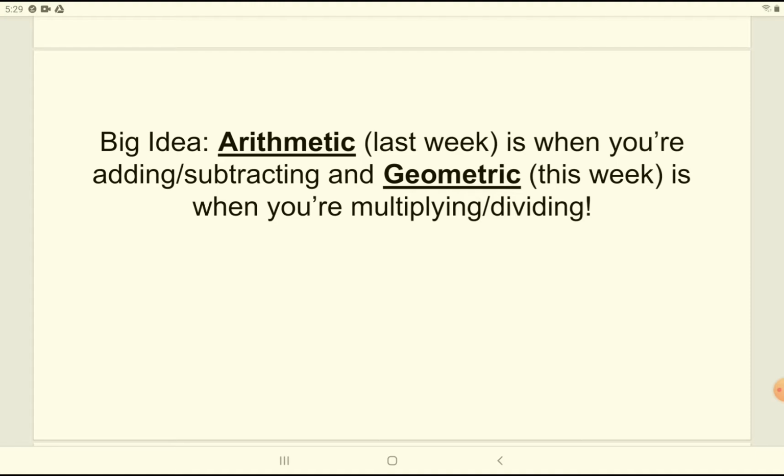was last week, is when you're adding or subtracting. So the common difference, the number you use to hop in between each number, you're adding or subtracting that number. Geometric is when you're multiplying or dividing. Very, very similar concept, except the pattern here is that there's a multiplication or a division happening between every term.